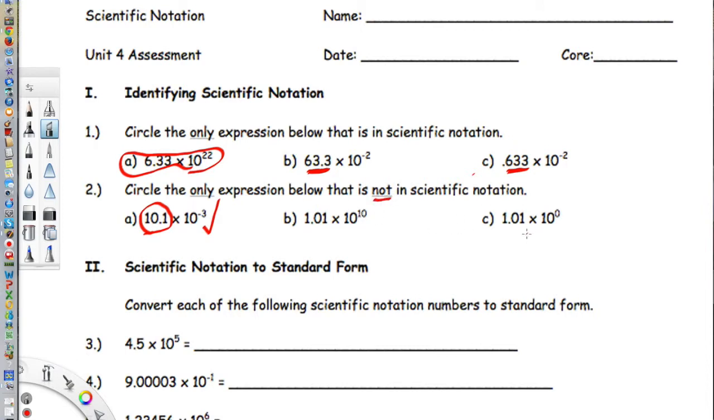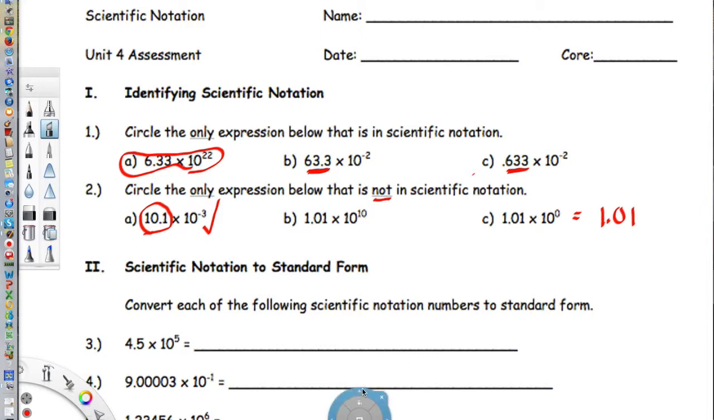The same thing is true of C. We have a coefficient of 1 and 1/100th times 10 to the 0 power. Even this might look a little weird, but it basically would be equal to that, and it is in scientific notation. B and C are in scientific notation. A is the only one that is not.